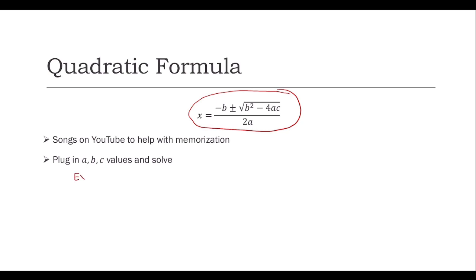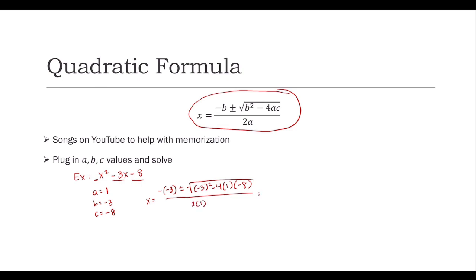So if we had, for example, x squared minus 3x minus 8, we would figure out what our a, b, and c values are. So a would be our value before our x squared. Since there's nothing there, that means it's 1. B is negative 3, and c is negative 8. So x will equal negative 3 plus or minus the square root of negative 3 squared minus 4 times 1 times negative 8 all over 2 times 1.